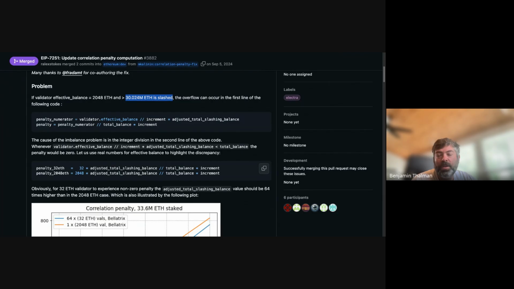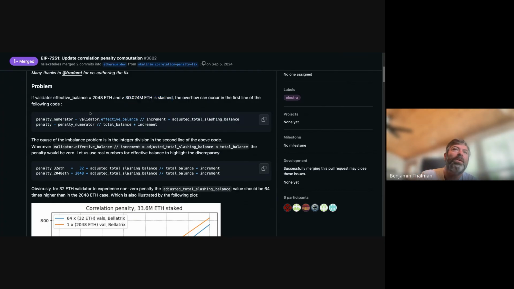Now this greater than 30.024 million ETH is slashed. I pointed out that today we've got 35.6 million ETH staked. So if that were to happen, an overflow, well, I imagine an overflow is a serious error, but you're basically talking about slashing all of the validators on Ethereum. So, you know, it's good to be accurate, but if everyone's slashed, you have potentially bigger problems that you need to address.